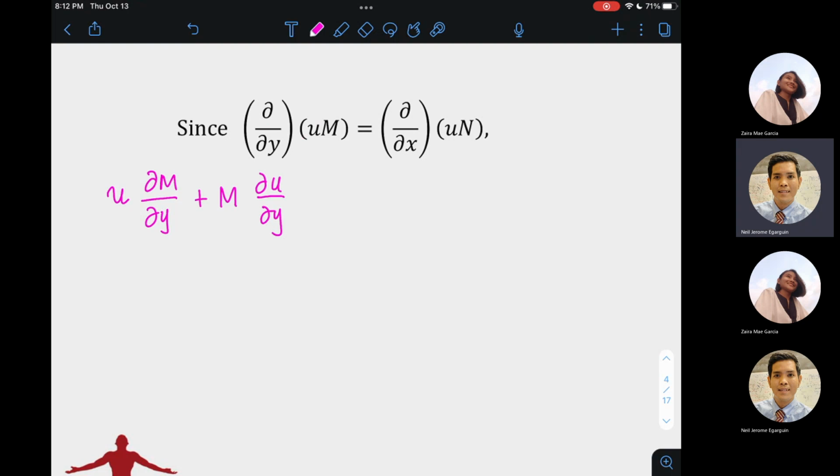And then similarly, the right-hand side will be U times the partial of N with respect to X, and then this would be plus N partial ni U with respect to X. Right? So nag-product rule lang ako muna. And then, ano yung pwede kong gawing susunod?